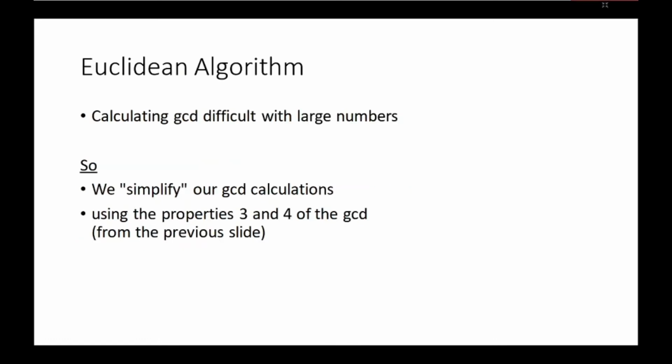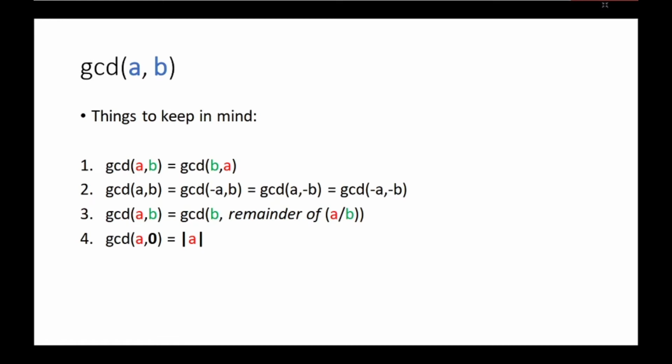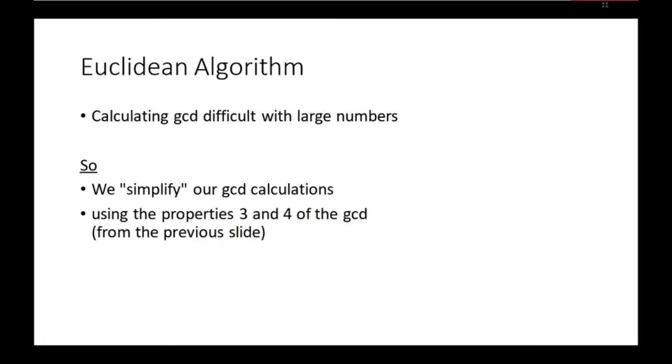Now that we know what the GCD is, let's talk about the Euclidean algorithm. Calculating the GCD can be difficult if you use large numbers. So what we can do is simplify our GCD calculations using properties 3 and 4 of the GCD that we just saw on the previous slide. By using these properties, we're using the Euclidean algorithm.